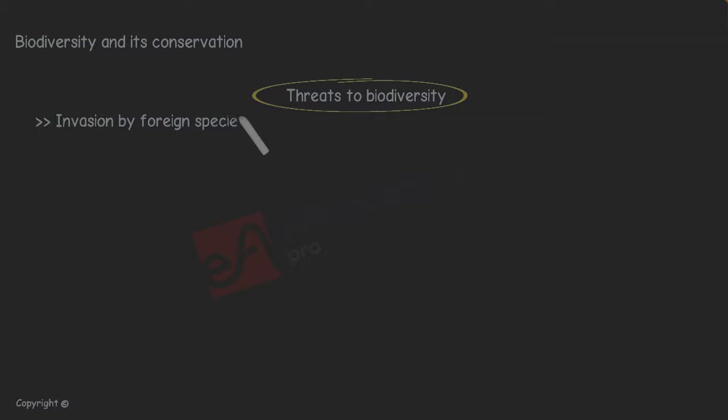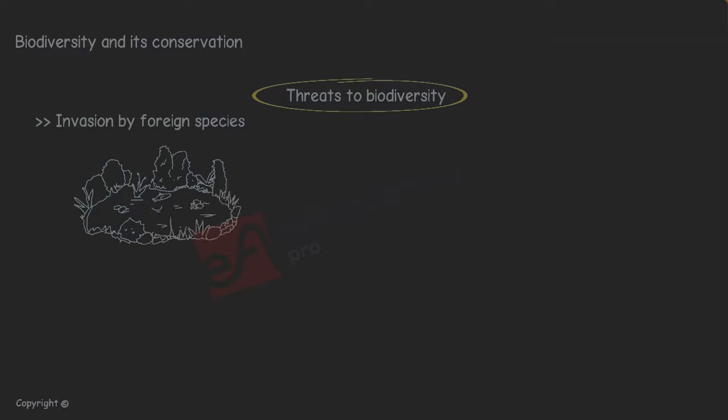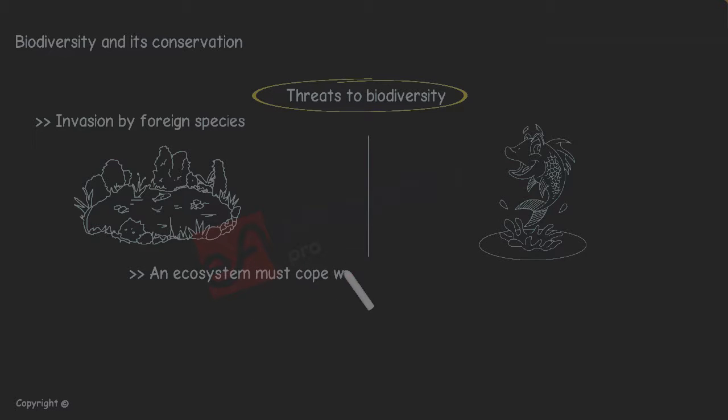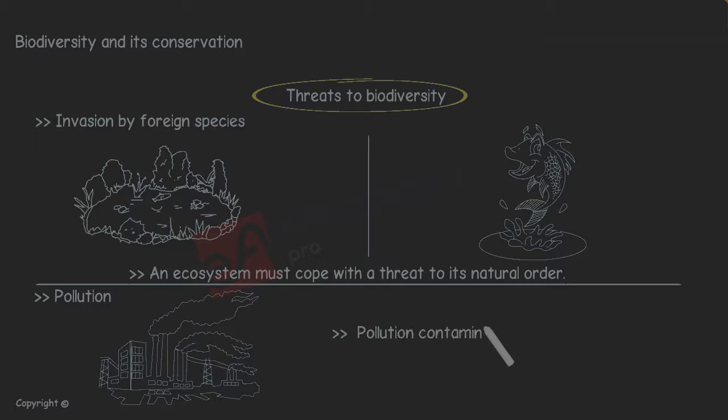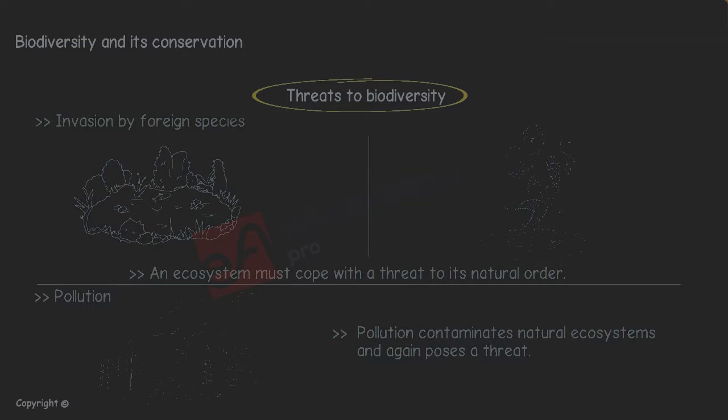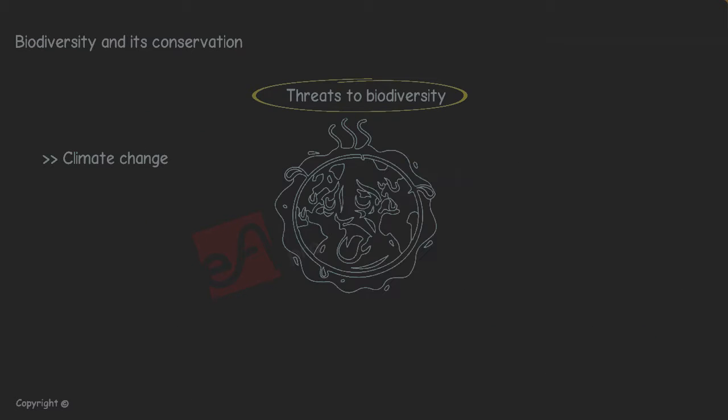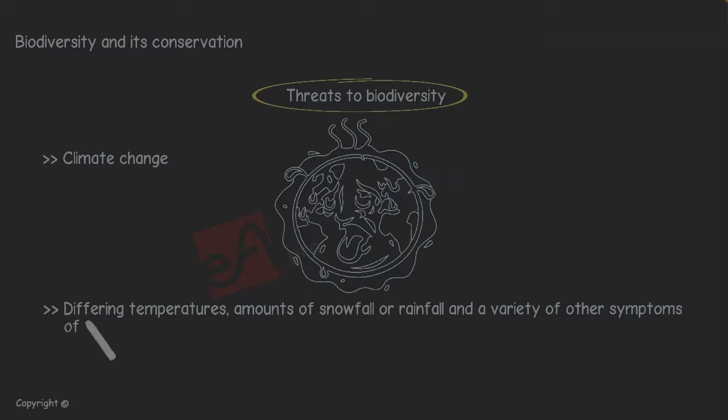Invasion by foreign species. The introduction of non-native species, for example, stocking a pond with fish from another part of the world, again means that an ecosystem must cope with a threat to its natural order. Pollution. Pollution contaminates natural ecosystems and again poses a threat. Climate change. Differing temperatures, amounts of snowfall or rainfall, and a variety of other symptoms of climate change can all affect ecosystems in a given area.